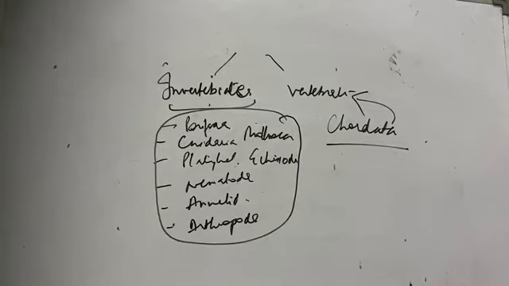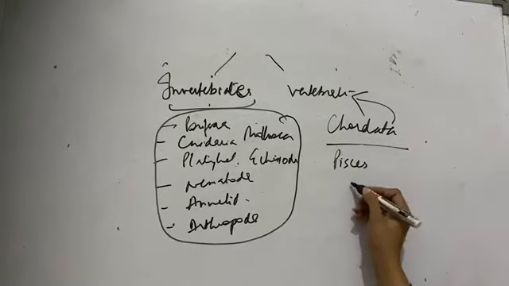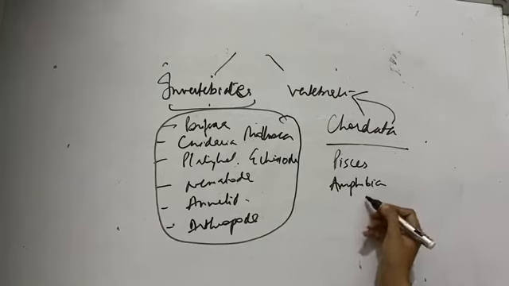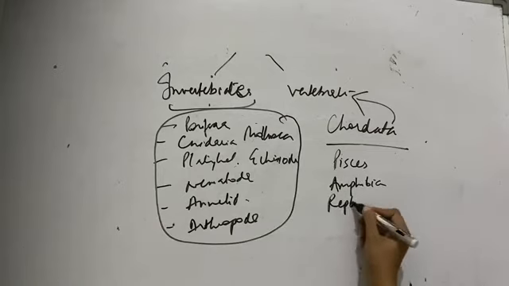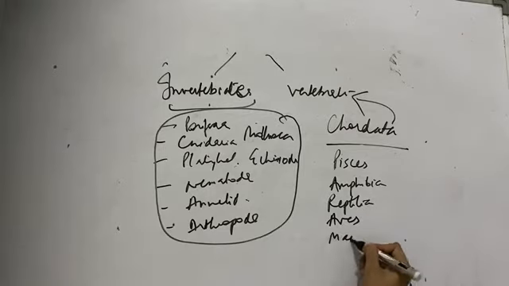Now vertebrates, or this phylum Chordata, it is further of 5 types. Means it is divided into 5 classes. They are Pisces, Amphibia, Reptilia, Aves and Mammals. Now we'll do them one by one.